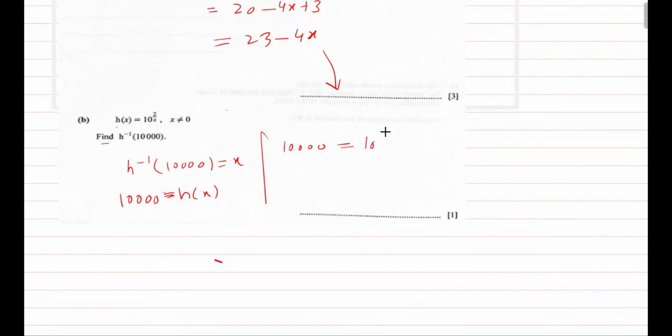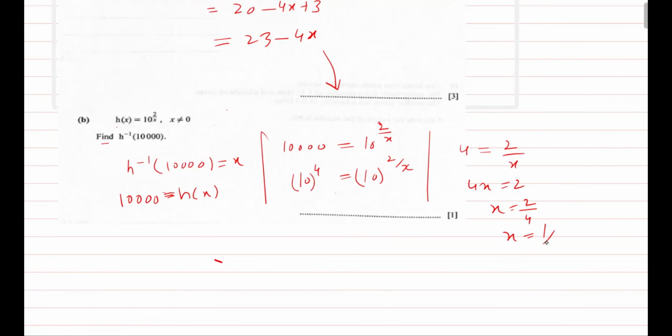Therefore 10,000 will be equal to 10 power 2 over x. We can write 10,000 as 10 power 4. So we have 10 power 4 equals 10 power 2 over x. We equalize the powers when the bases on both sides are the same. Therefore 4 equals 2 over x, 4x equals 2, x equals 2 over 4, which is 1 over 2, and this is the answer.